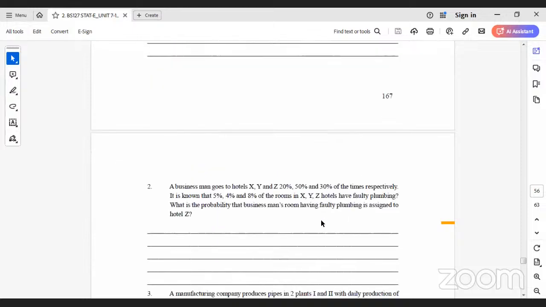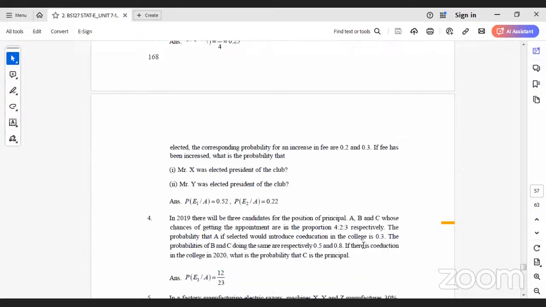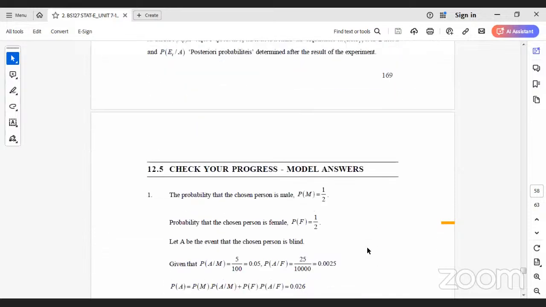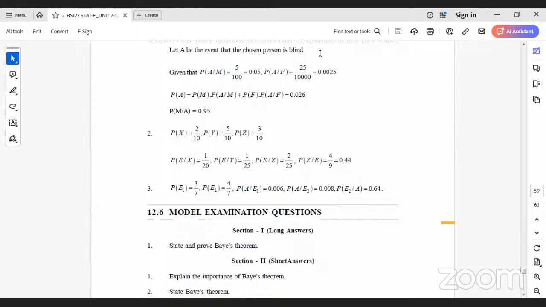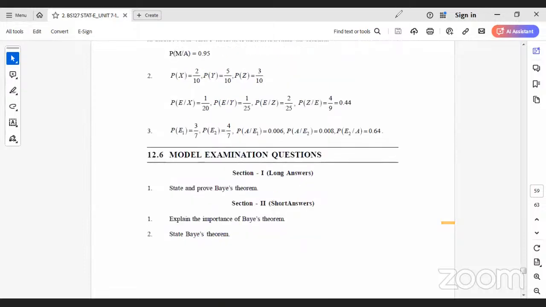So this is the Bayes theorem. They will ask it in the main exam. Any doubts? Important: Bayes theorem. Explain the importance of Bayes.